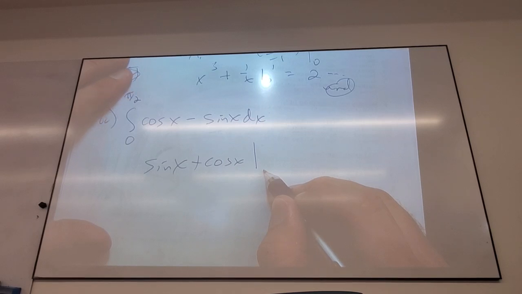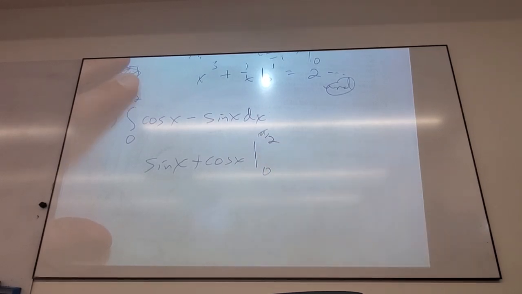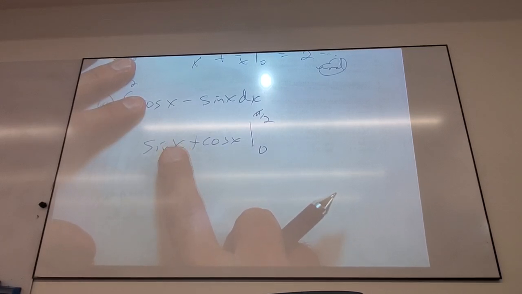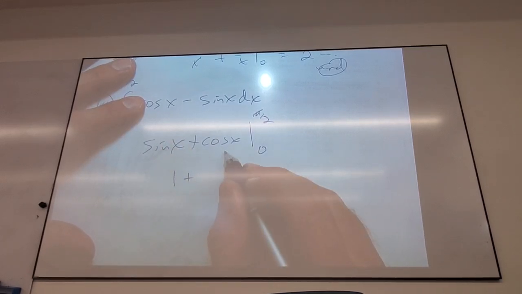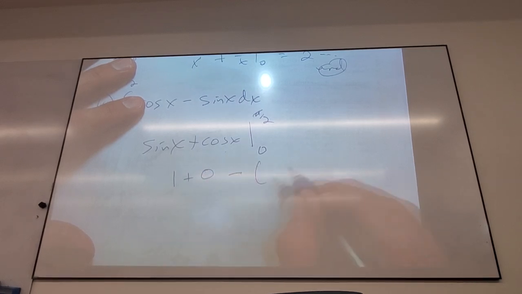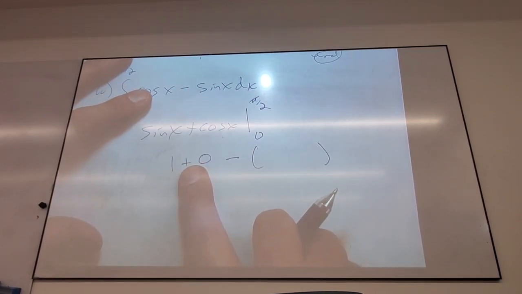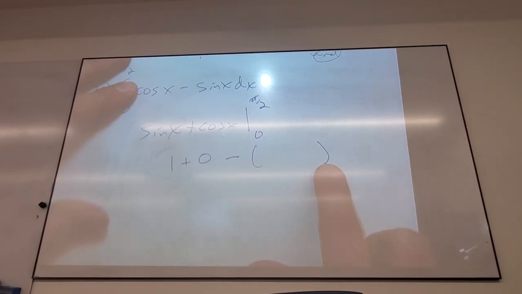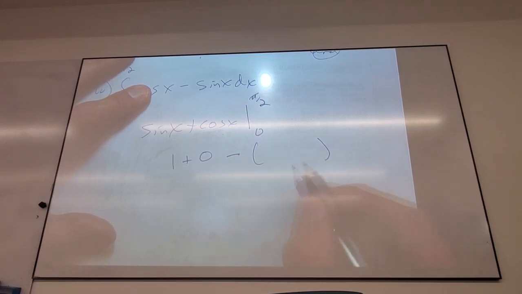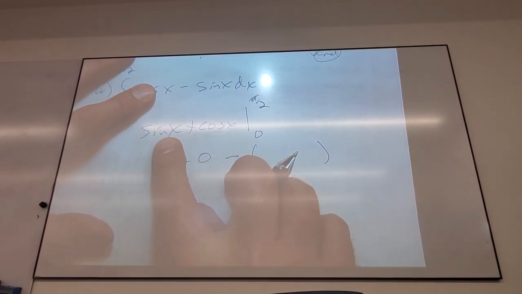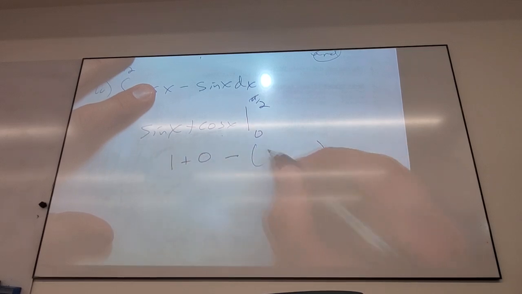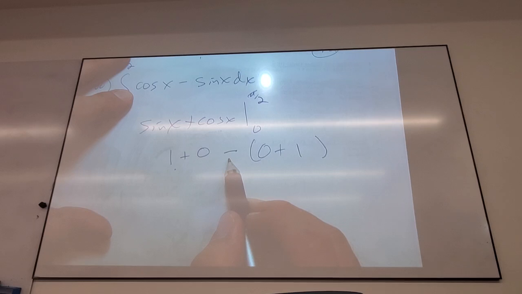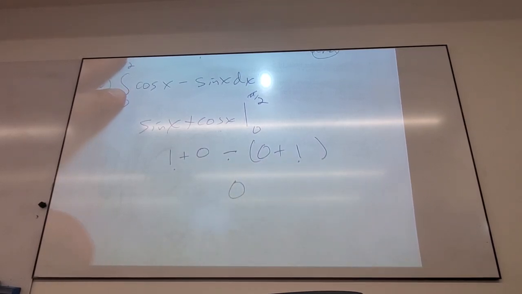Evaluated from 0 to pi over 2. So what do you get when you plug a pi over 2 in? You get 1 plus 0 minus, so that's F of b. Minus, and the one big thing people forget is I have to subtract everything. In this case, it's not going to make a big deal because one of them is going to be 0. So when you put a 0 in, you get 0 plus 1. So I get 1 minus 1, I get 0.